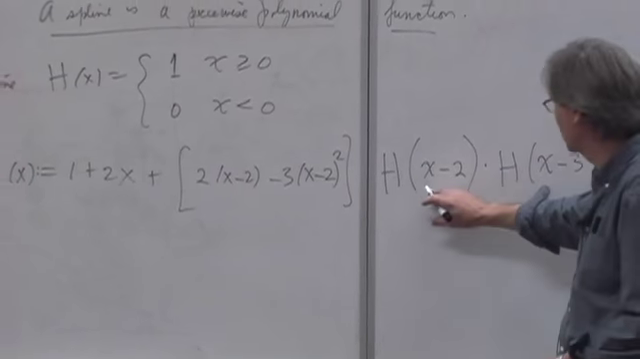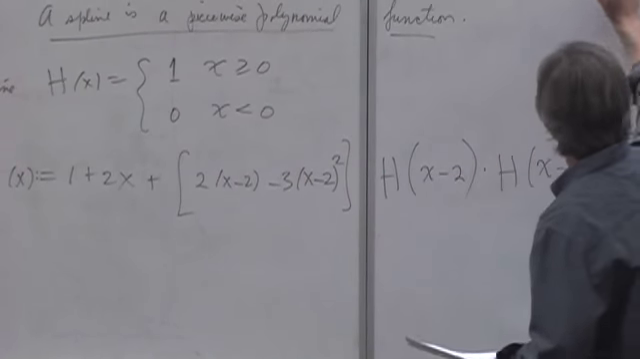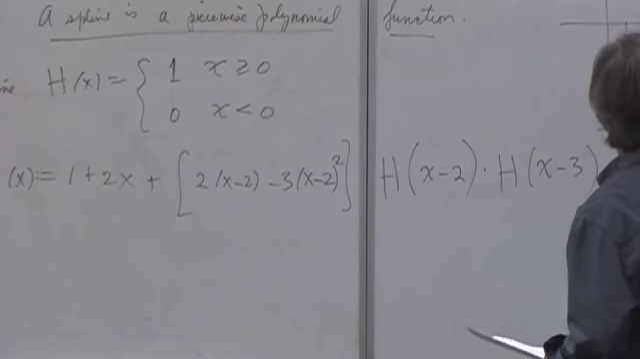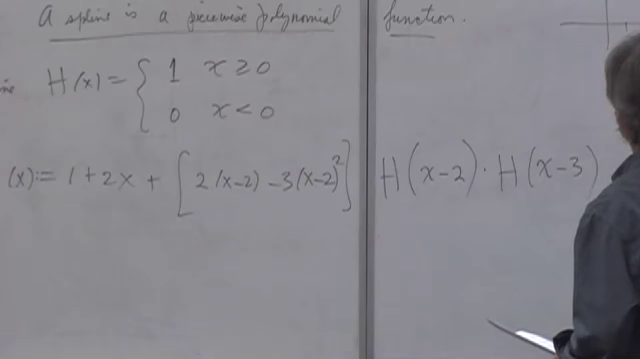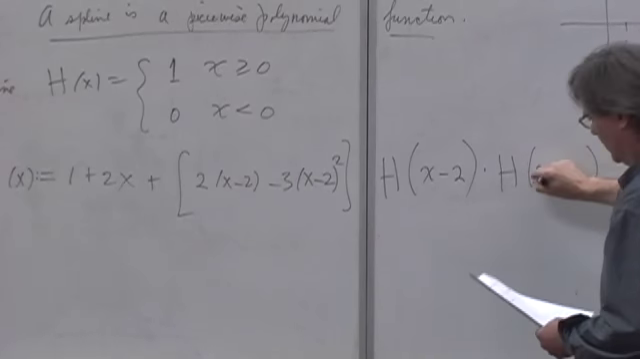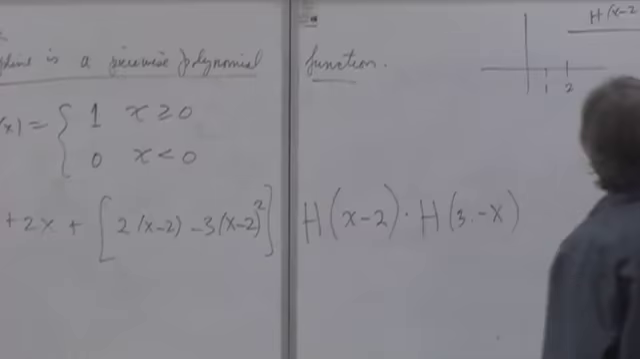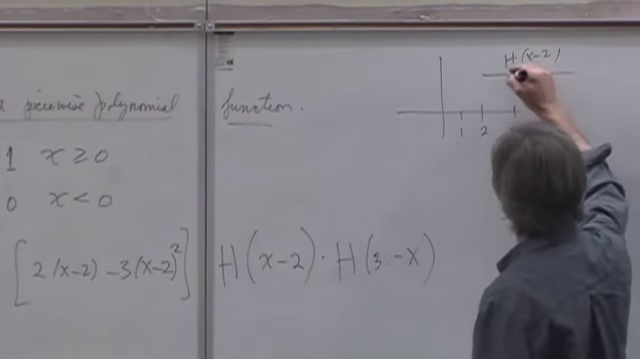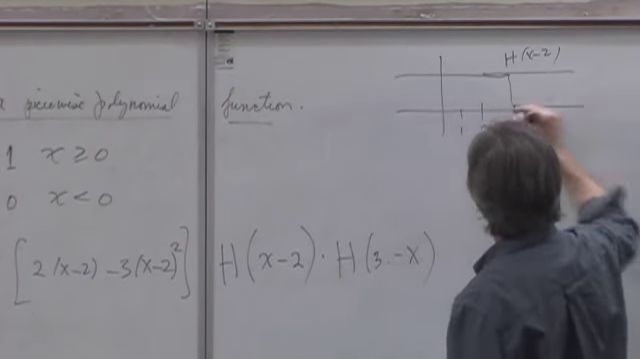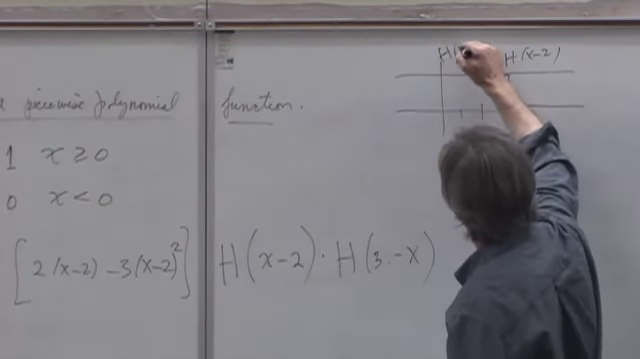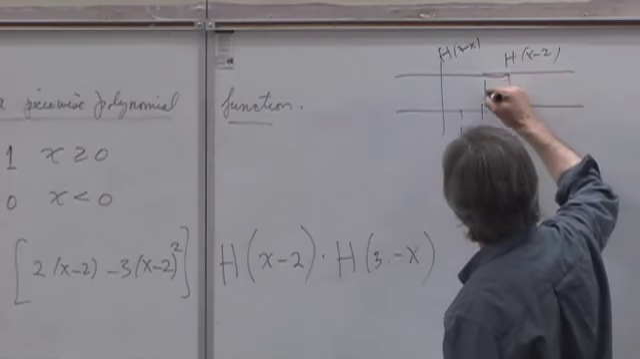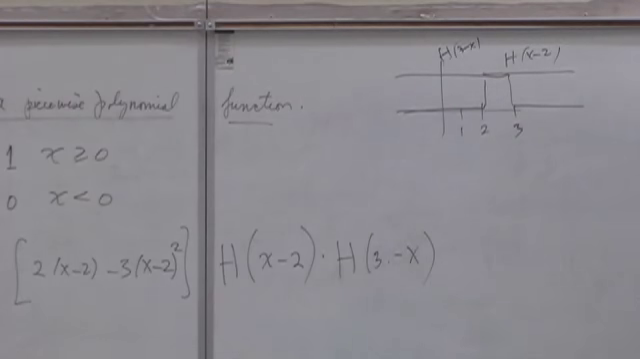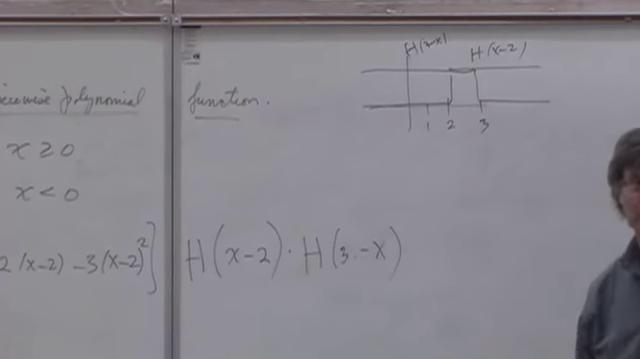Right? Because h of x minus 2 is 1 for x bigger than 2. And h of, it should be 3 minus x. What am I doing here? Did I write it down? No, I got it right here. H of 3 minus x would be 1 to the left of 3. Okay? So this is h of 3 minus x. This is h of 2 minus x. That way, and h of 3 minus x. So when you multiply those two functions, it becomes 1 on the interval 2, 3.